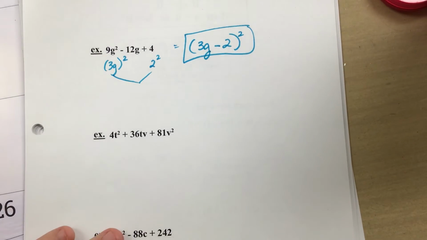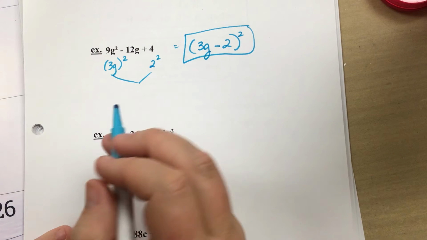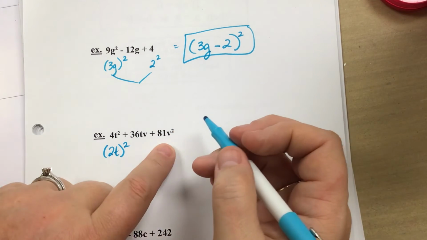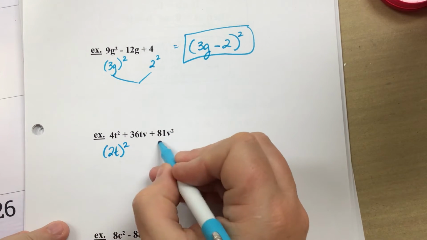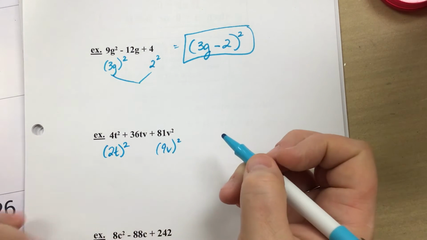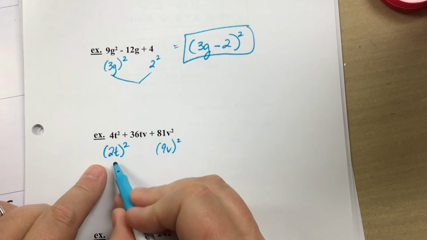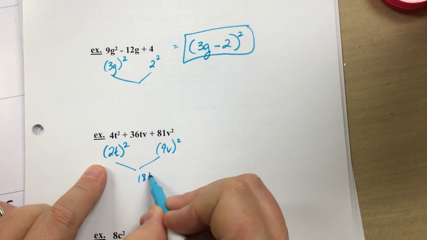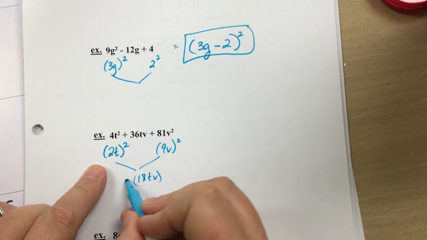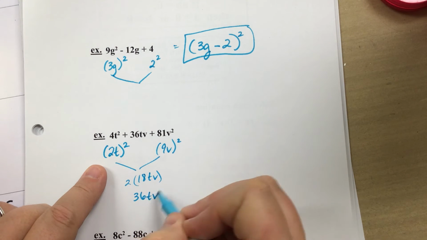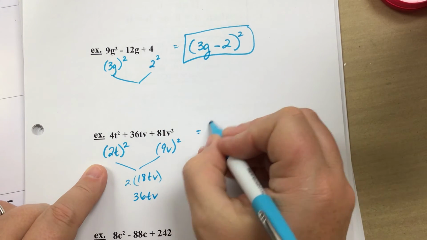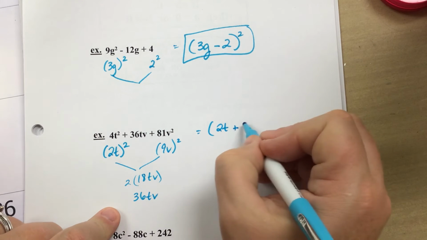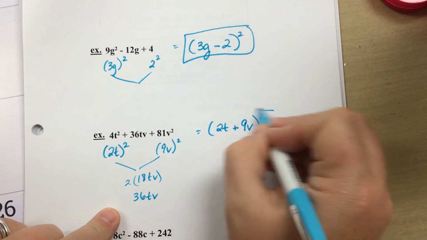Okay, continuing on here. This next one, 4t squared is the same thing as the quantity 2t squared. 81v squared is the same thing as the quantity 9v squared. So again, if I multiply these two together, 2t times 9v is 18tv. And again, if I double that, that gives me 36tv, which is what my middle term is. So this is going to factor into 2t, the middle term is plus, so plus 9v, again, quantity squared.